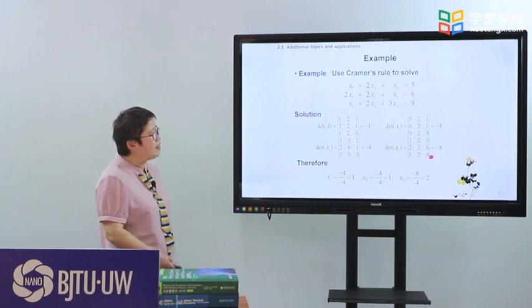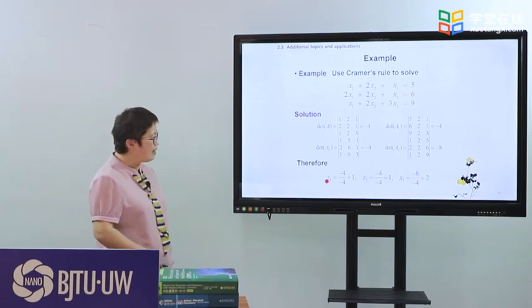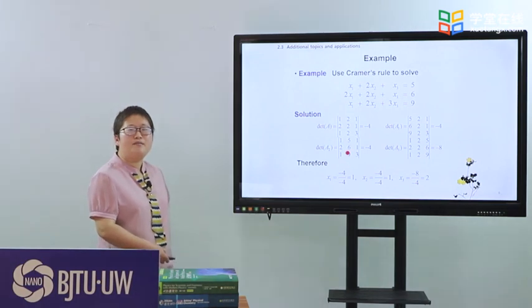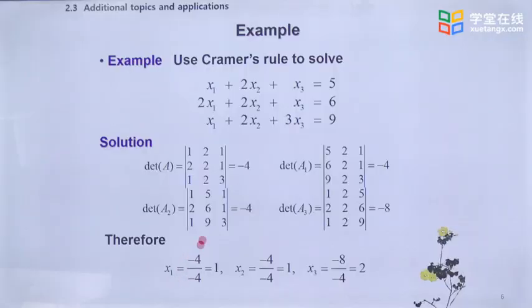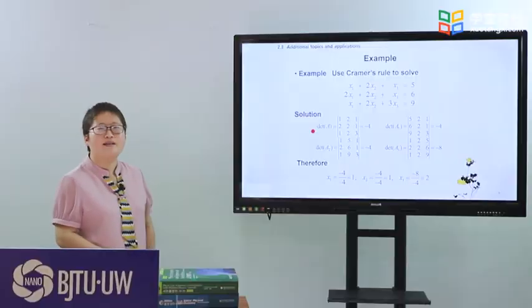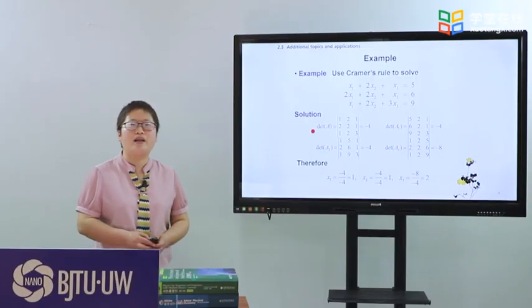Using these determinants, we get x1 equals the determinant of A1 divided by the determinant of A. So it's minus 4 divided by minus 4, which is 1. And x2 equals minus 4 divided by minus 4 equals 1. And x3 equals the determinant of A3, which is minus 8, divided by the determinant of A, which is minus 4. So we get 2. So we get the solution of the linear system by using Cramer's rule.